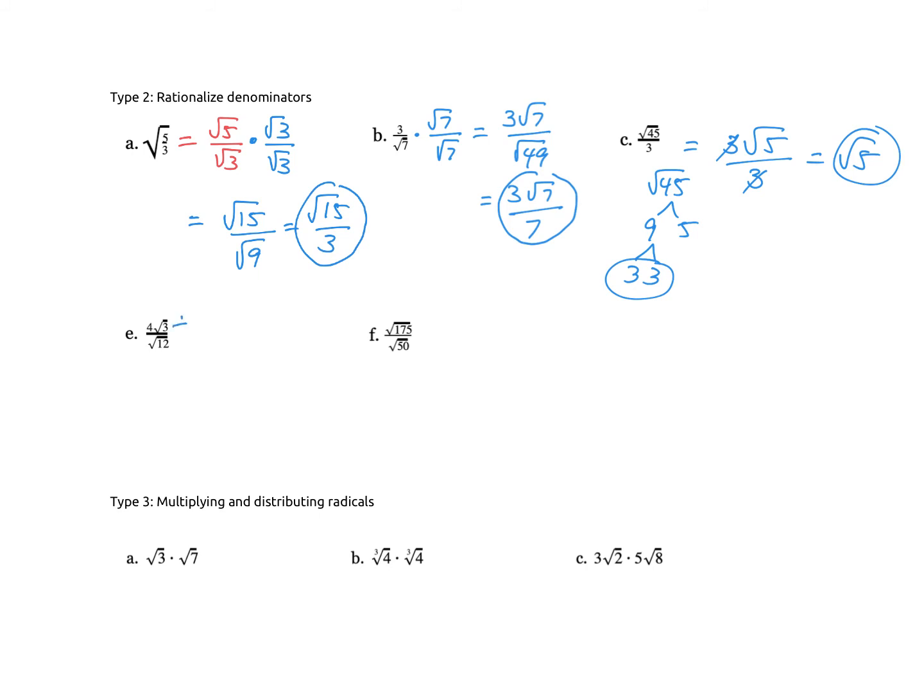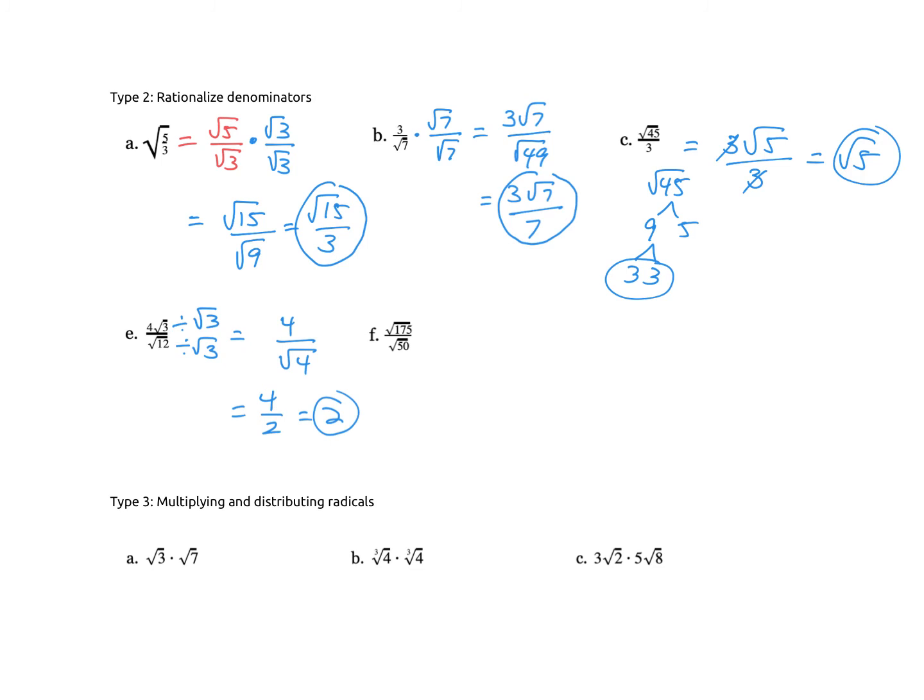The next one, I'm going to reduce the square root of 3 and the square root of 12 by dividing by square root of 3 because they're both divisible. So then I have a 4 on top. On the bottom, I have a square root of 4. Square root of 4 is 2. 4 divided by 2 is 2.